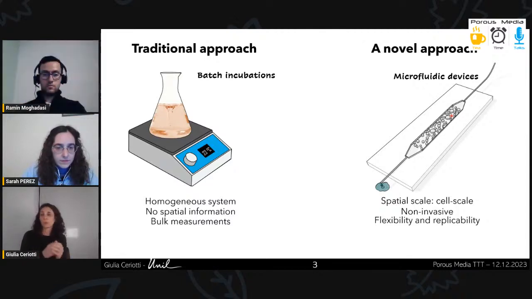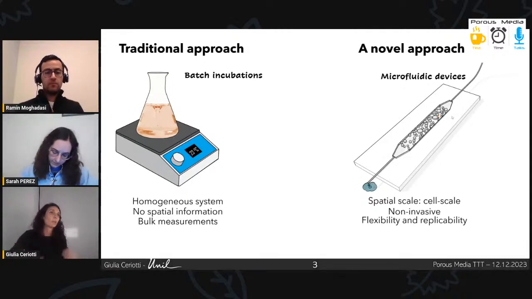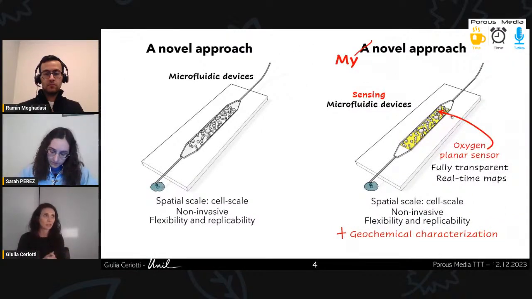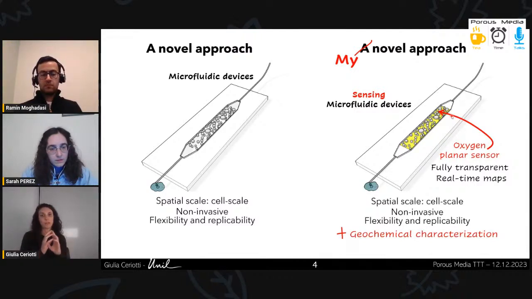However, what we still miss now is the geochemical characterization of the system. So for example, how pH is distributed in space, or how oxygen is distributed in space. So what I'm doing with my research is developing this new type of microfluidics device that I call sensing microfluidics device that integrates geochemical approaches into this microfluidics device. So today I will show you an application with an oxygen planar sensor that is a fully transparent sensor. It's dynamic, so I can see how oxygen changes in space and time without touching or being invasive in my system.